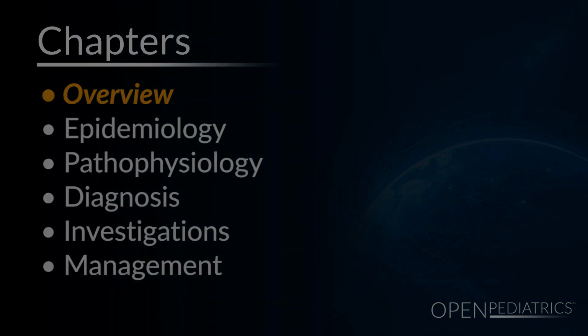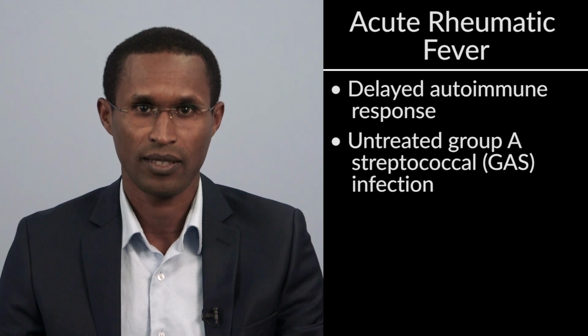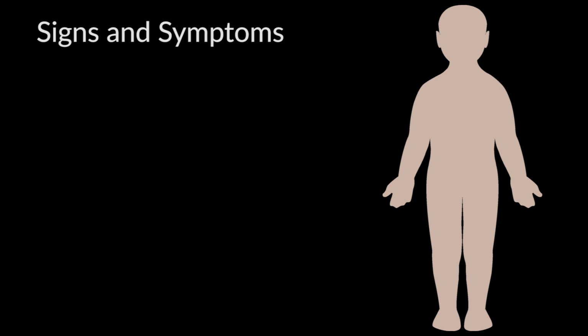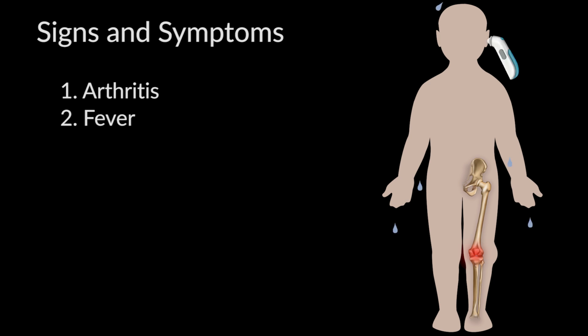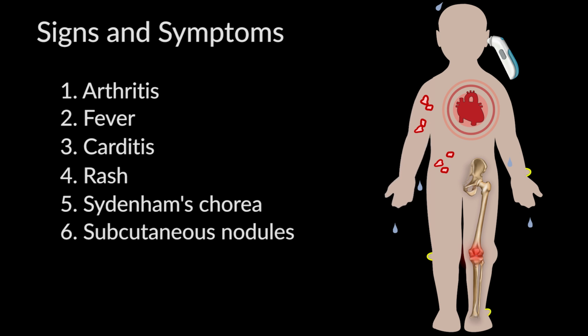Overview. Acute rheumatic fever is defined as a delayed autoimmune response to an untreated group A streptococcal infection, mainly affecting the throat. Acute rheumatic fever may involve the heart, the joints, the central nervous system, and/or the skin. The signs and symptoms may include any or all of the following: arthritis, fever, carditis, rash, Sydenham chorea, and subcutaneous nodules.